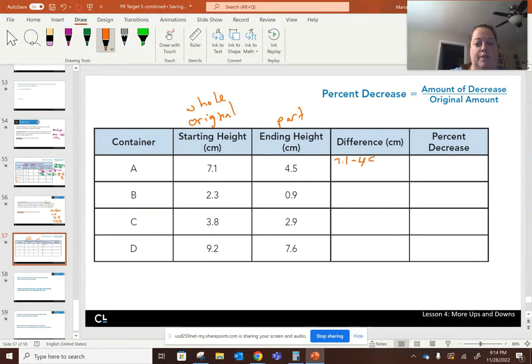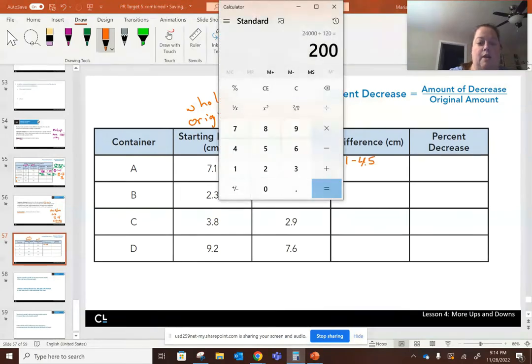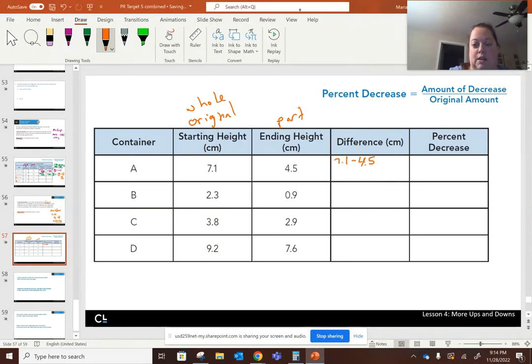Again, I would type that in. 7.1 minus 4.5 gives me 2.6. I'm going to use that to find my percent that's decreased. So that's when I then do a division problem. I could do 2.6 divided by the original amount, which is your starting, 7.1.